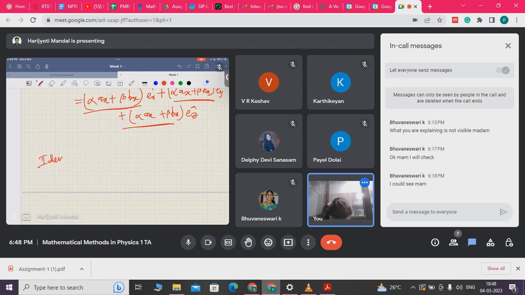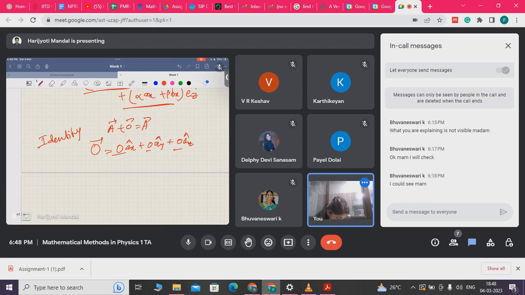So closure property is satisfied. Then identity. Zero will be the identity because A plus 0 will give A. For 0 we have already seen this way we can write the 0 vector. All the components are equal.